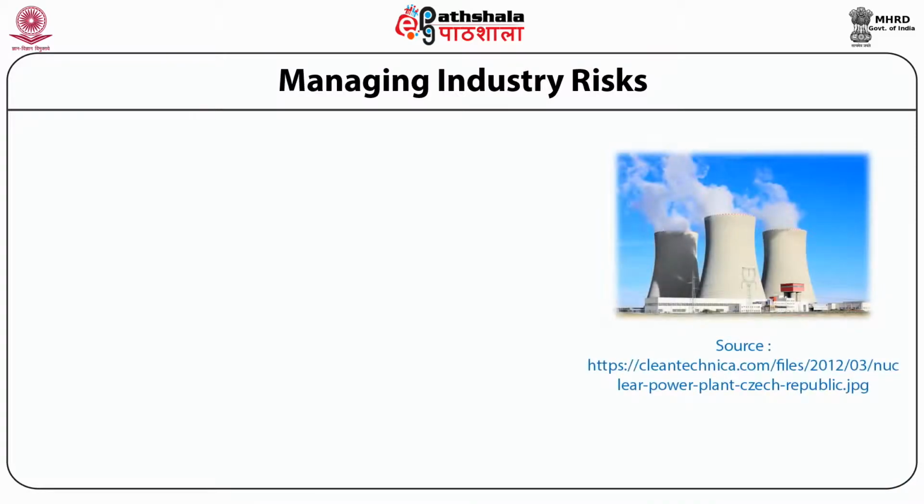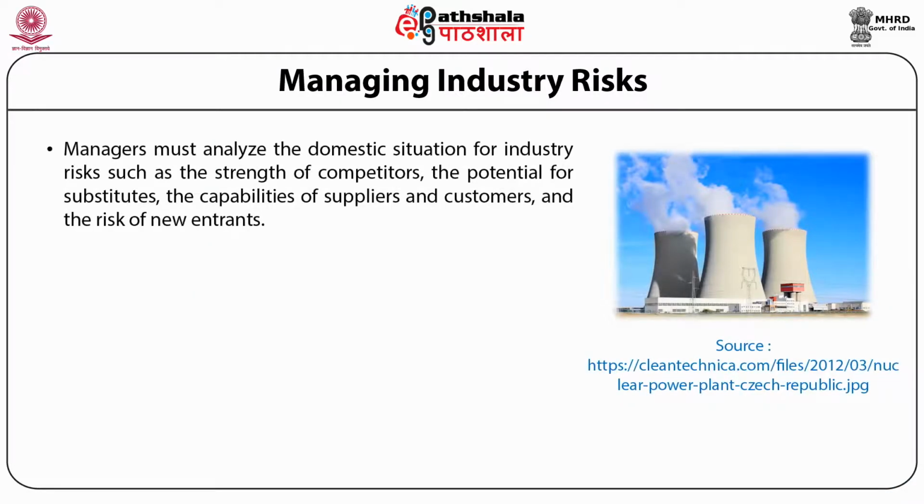Managing industry risk. Managers must analyze the domestic situation for industry risk, such as the strength of competitors, the potential for substitutes, the capabilities of suppliers and customers, and the risk of new entrants. It may be helpful to determine the risk level by developing a matrix in which each industry risk is evaluated as minor, serious, or show-stopping, and in which the various ways of mitigating each risk are analyzed.